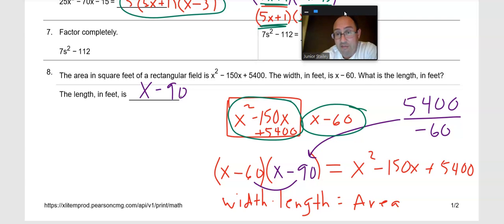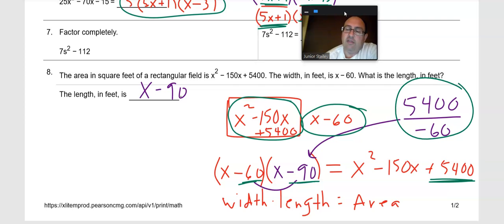Why? Because they gave me one of the factors. So the truth of the matter is, if you can figure out -60 times negative what gives me positive 5400. So all I need to do is take the 5400 divided by -60, and you'll know that it's -90, right? So that means the factor, the length would be x minus 90. So it's actually an easier question than other things. Just because it's a story problem that has words, don't be frightened.